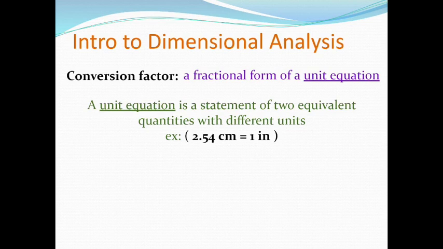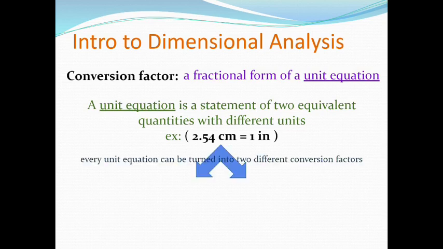Now, we are going to be using these unit equations in dimensional analysis, and all we're really going to do is rearrange them to turn them into this fraction form of a unit equation. We're going to take those two sides, the stuff on either side of that equal sign, and put one side over the other side to turn it into the fraction form of a unit equation, like what we set up at the top. That's our conversion factors.